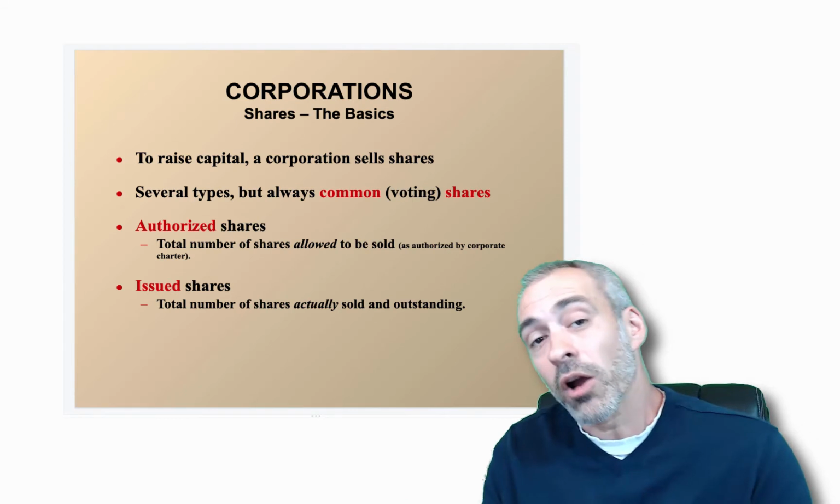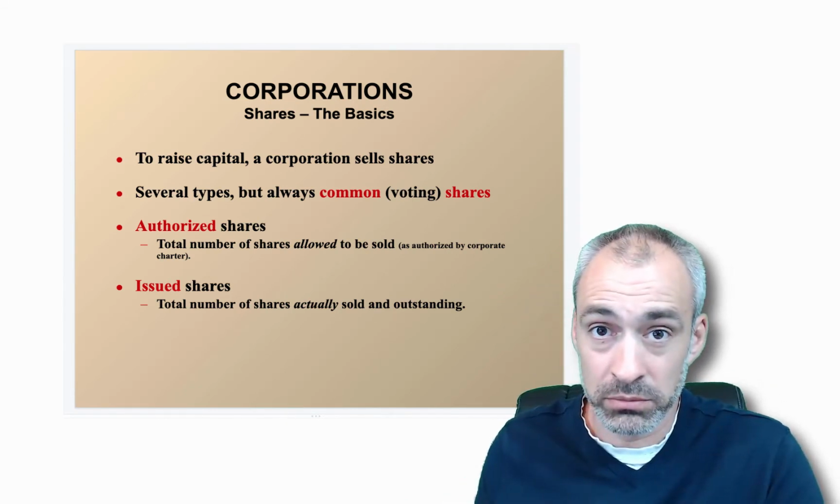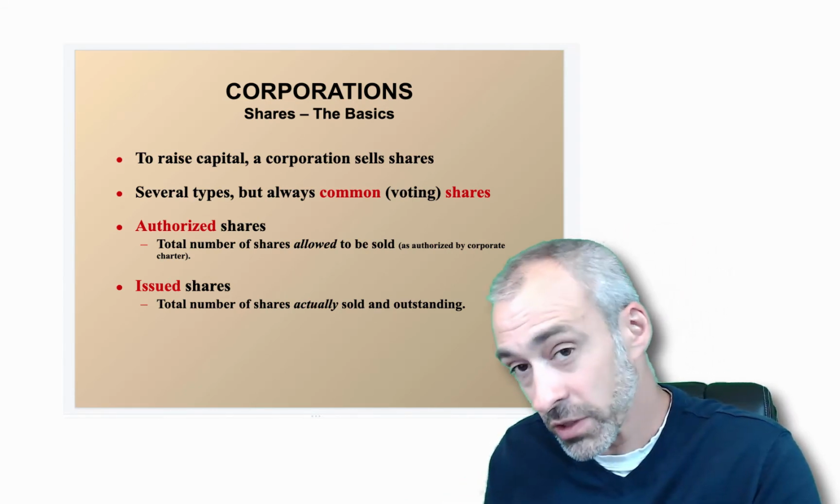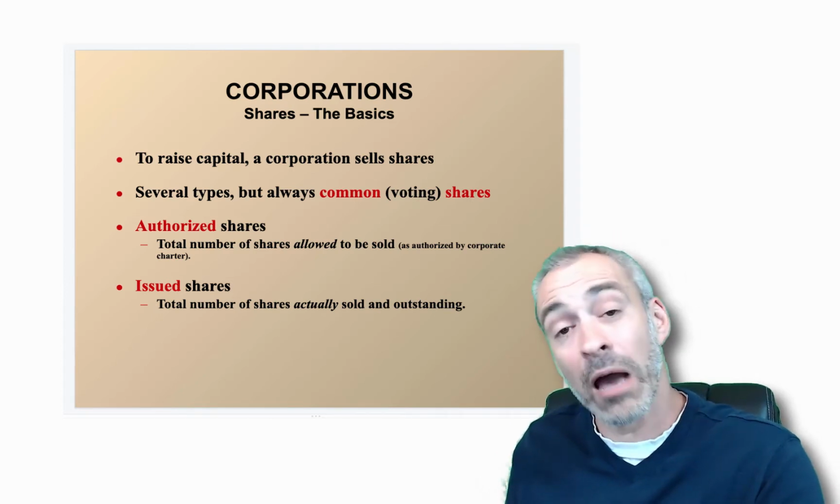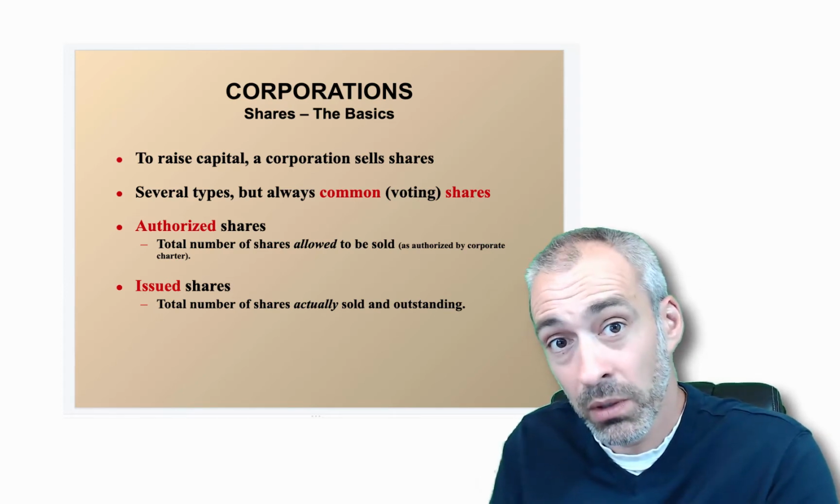Issued and outstanding are how many actually have been issued. So if you're trying to calculate earnings per share, you don't care how many have been authorized, you care how many have actually been issued. All right?